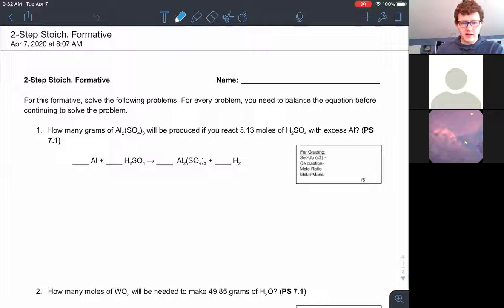All right. Okay. So if we take a look at the formative that you guys have been working on, the formative from yesterday was talking about two-step stoichiometry. When we think about two-step stoichiometry, there are going to be multiple steps that we have to take to understand the information, so that we get our final product.